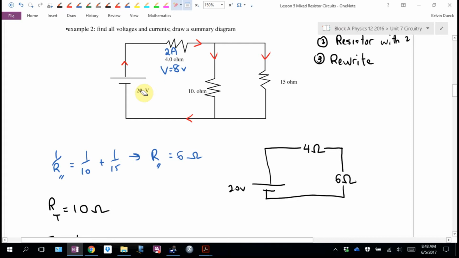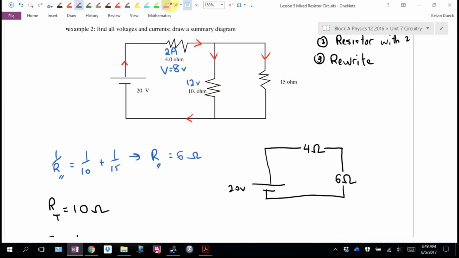How many volts did we start with on the battery? 20. How many did I just lose here? 8. Leaving how much? 12. So now I'm going to ski. I notice I can go this way, and that gets me to the bottom. I must have lost a total of 20 volts going through that path. Well, if I lost 8 and I'm left with 12, how many volts must I lose going through this resistor? I have to lose 12 volts.